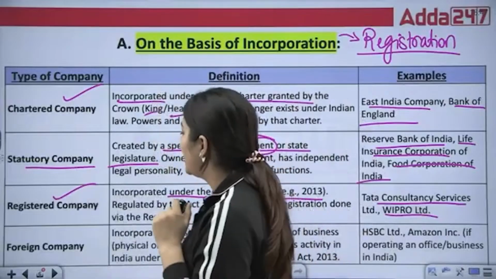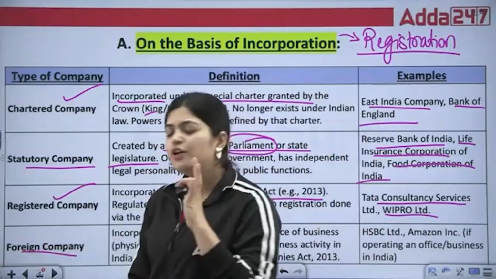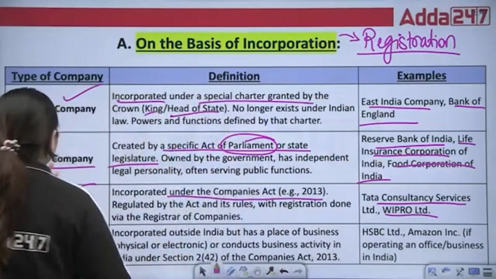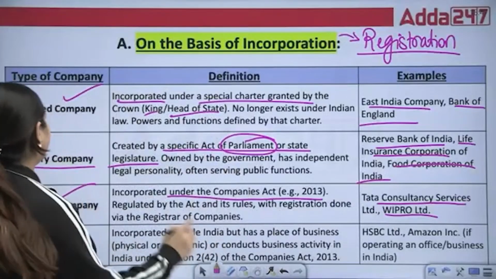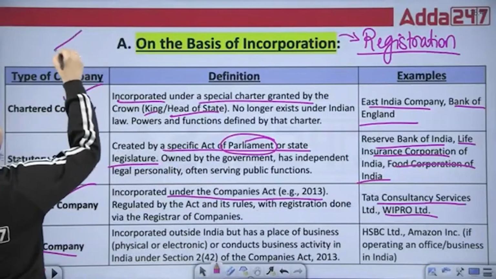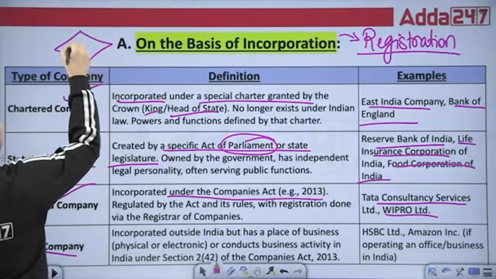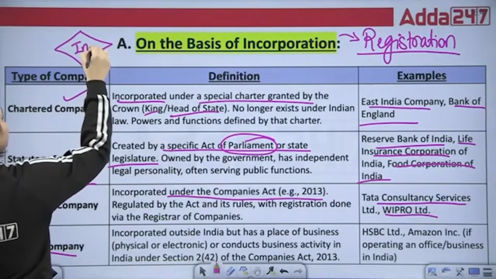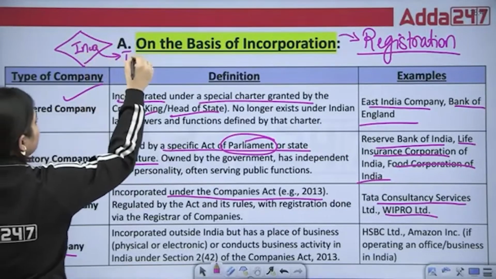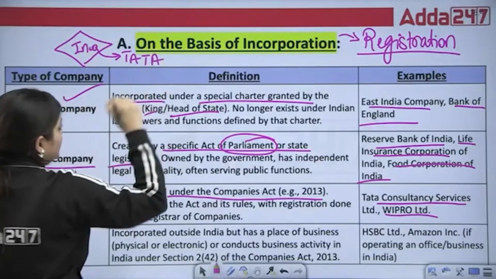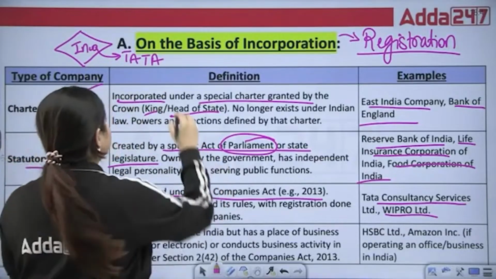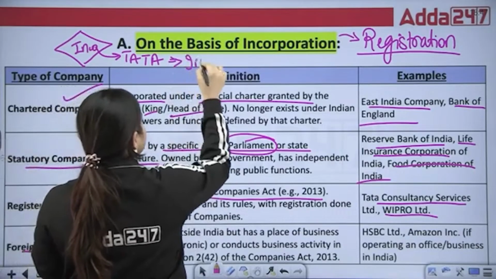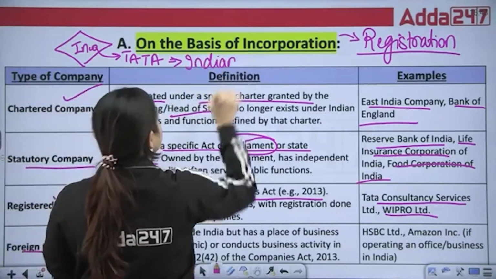And then last we have foreign companies. Now what is this foreign and what is this Indian companies? Let me explain you now. This is our India. Yes. So if you are getting incorporation within India, like Tata, they got registration within India. So they are considered as Indian companies.